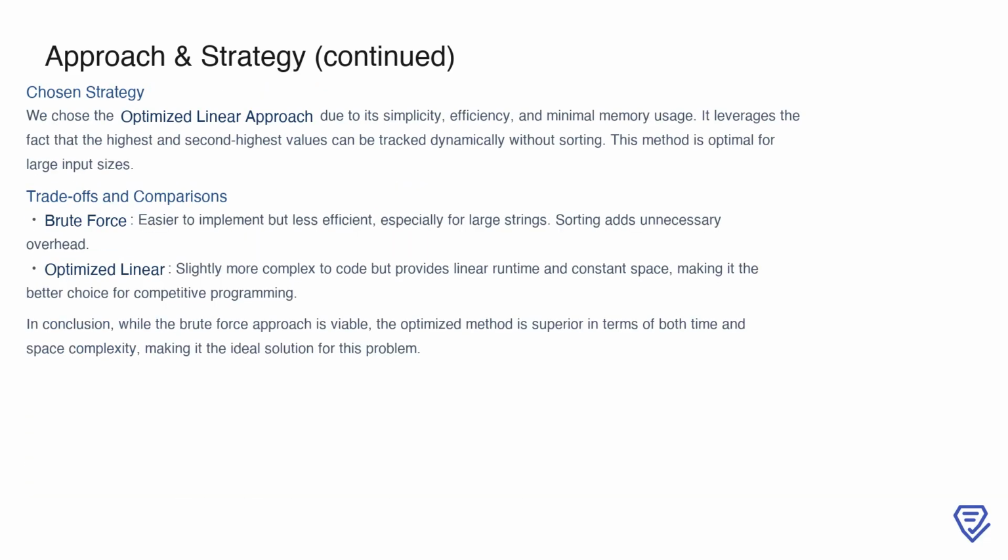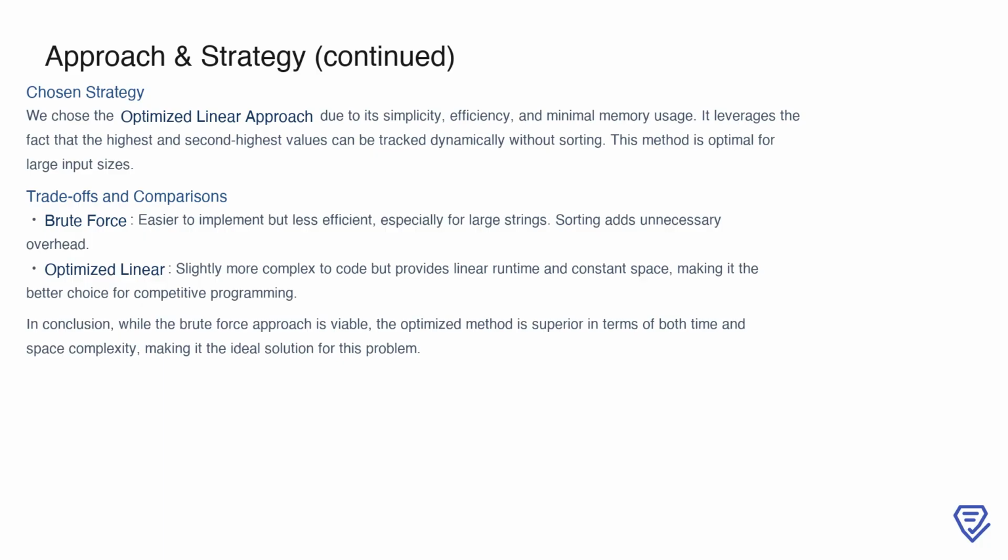With these considerations in mind, we've chosen the optimized linear approach as our final strategy. This method stands out for its simplicity, efficiency, and minimal memory usage. By dynamically tracking the 2 largest digits as we traverse the string, we eliminate the need for sorting, which makes it particularly well suited for handling large inputs. Moreover, we avoid unnecessary computations while maintaining clarity in the implementation.